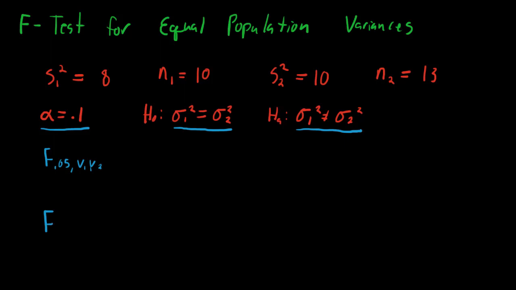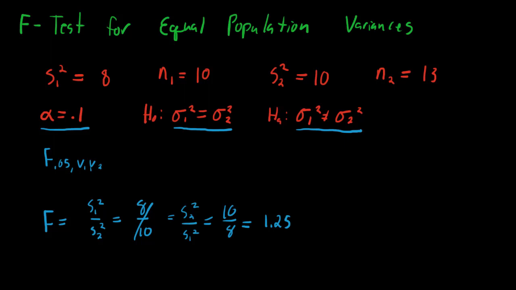So we're going to say F is equal to s1 squared over s2 squared, which is equal to 8 over 10. But in this instance, we run into a problem. Since 8 is smaller than 10, we actually need to flip our F statistic upside down. So we're going to change that. We're going to get rid of that one, and we're going to say our new F statistic is actually equal to our s2 squared over our s1 squared, which is now going to be equal to 10 over 8, which is equal to 1.25. So that will be our new F test statistic.